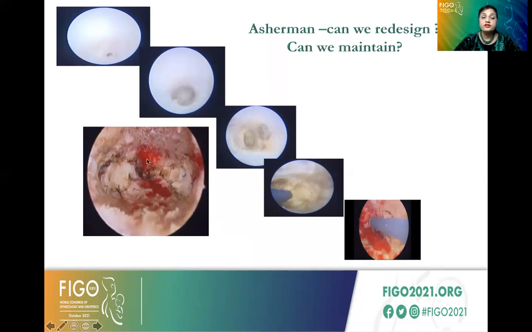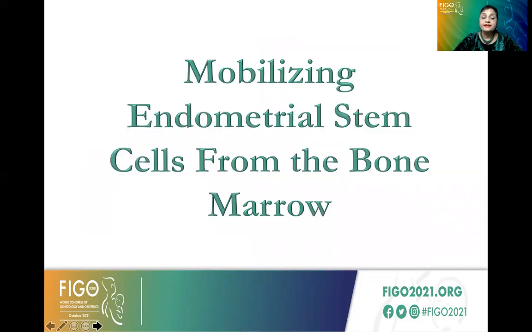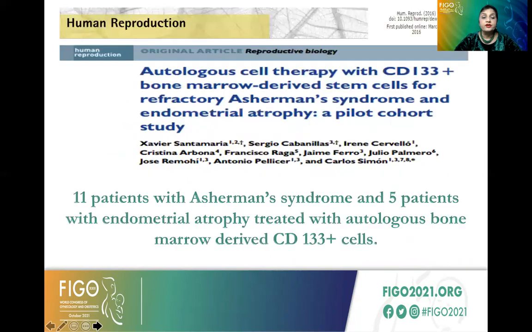What is important is you can see hardly there is a basal layer or an endometrial layer, and everything is fibrous. So how do you maintain it? Maintaining the cavity is the most important and challenging thing. And today, for the next 3 to 4 minutes, I would like to focus on autologous bone marrow derived stem cells in Asherman treated patients. We all know that stem cells have the capacity to regenerate any organ where you instill them. So can I mobilize the endometrial stem cells from the bone marrow and regenerate the endometrial cavity?